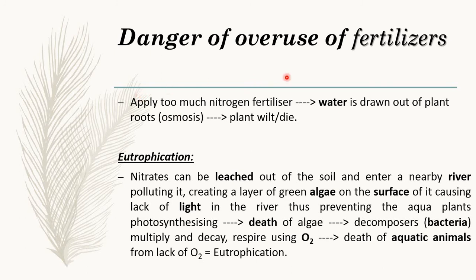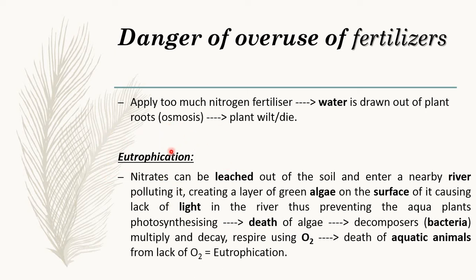Let's see the danger of overuse of fertilizer. If you apply too much nitrogen fertilizer, it will cause water to be drawn out of plant roots through the process of osmosis. When the plant loses water, eventually it will wilt or die. And you have this other situation here, eutrophication. If we overuse fertilizer, it can cause eutrophication to happen.